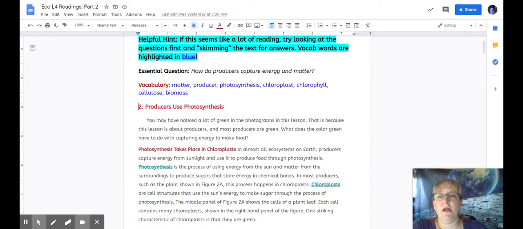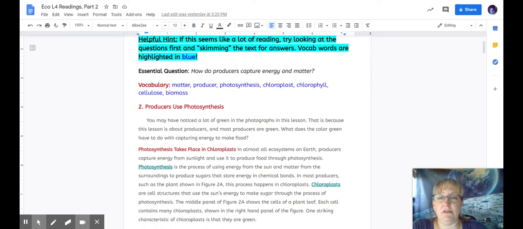Perfect. So we're going to be looking for vocabulary: matter, producer, photosynthesis, chloroplast, chlorophyll, cellulose, and biomass. You may have already seen matter and producer in the previous reading. So here we're going to start here. This is Producers Use Photosynthesis.